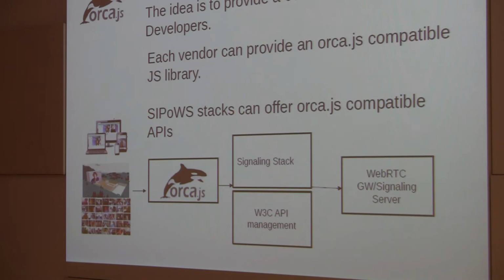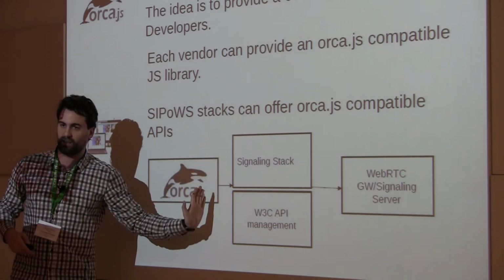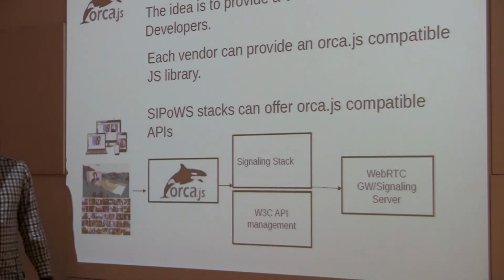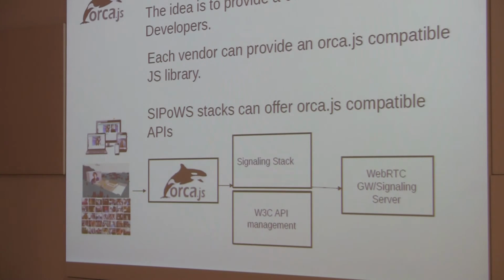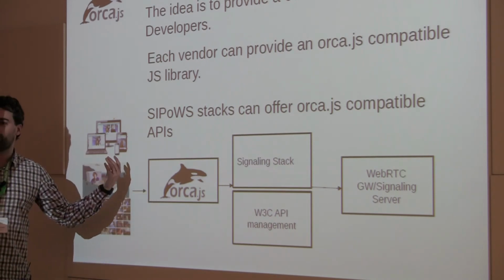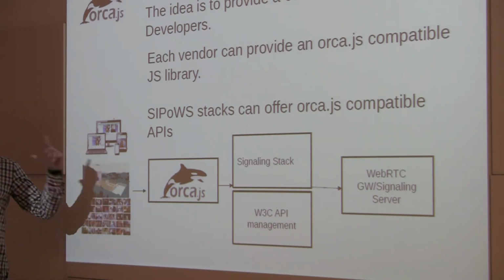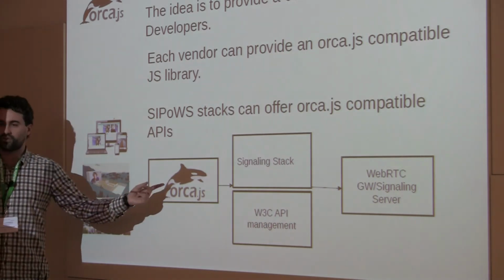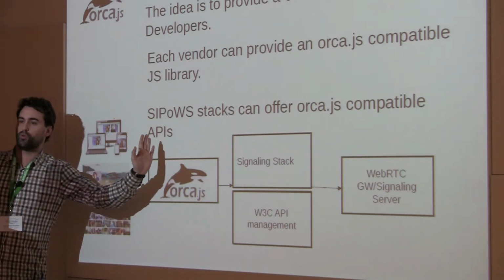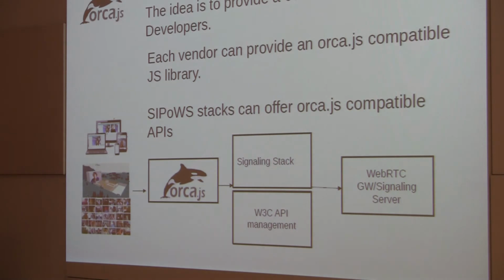The name of that project is orca.js. It's on GitHub. I will show the URL later. The idea is to abstract the signaling part and the interaction with the WebRTC API of the browser from the web developer. So you only have to learn how to use orca.js, and then you will be able to use any different signaling solution. We found it very, very useful.